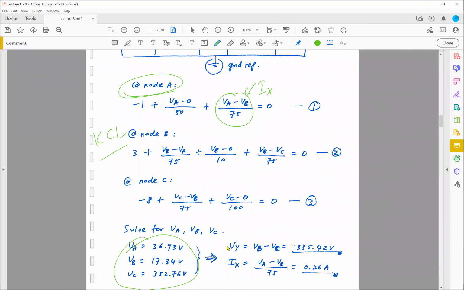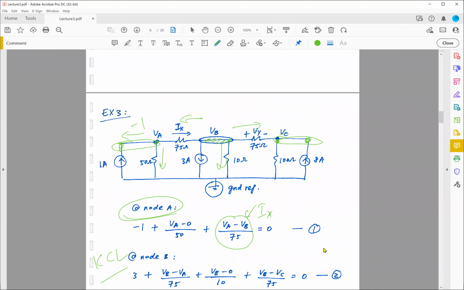VB minus VC now gives me minus 335.4 volts. So in other words, this Vy here is minus 335.4 volts. Okay. If I don't like this minus sign, what can I do? Equivalently, I can say plus minus, I put 335.4 volts. This and this are the same.